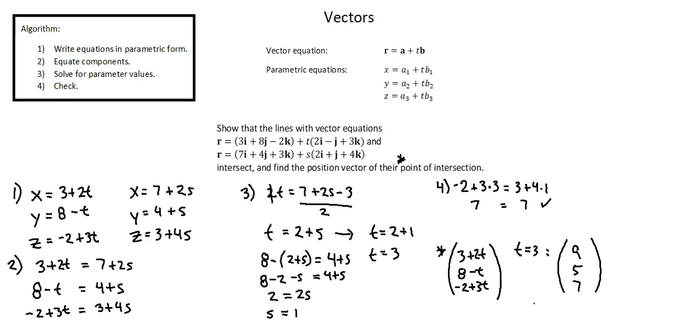And the vector equation of the position vector of the intersection point is r equals 9i plus 5j plus 7k. We've completed our requirements, and this concludes the lesson on vectors and intersecting lines.